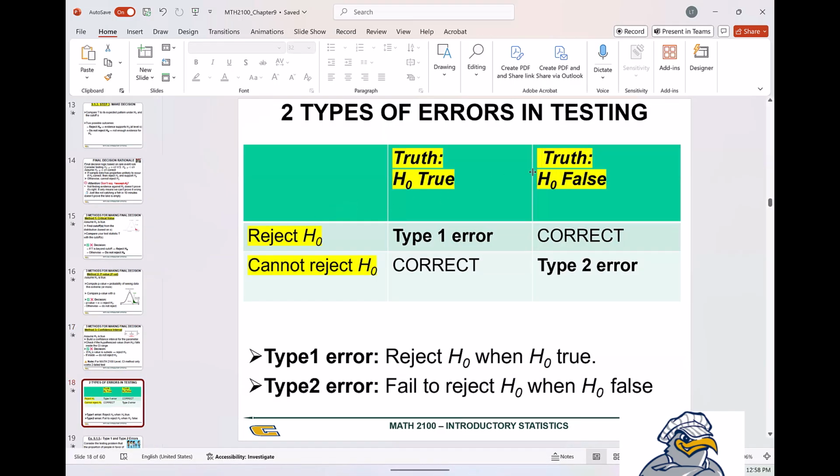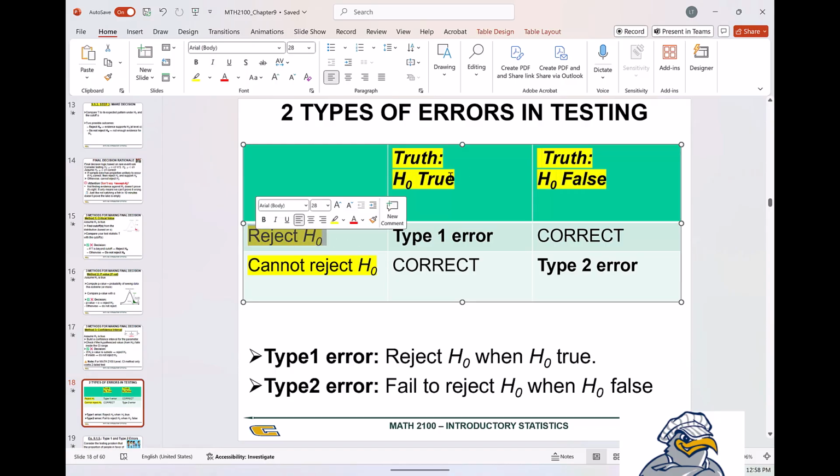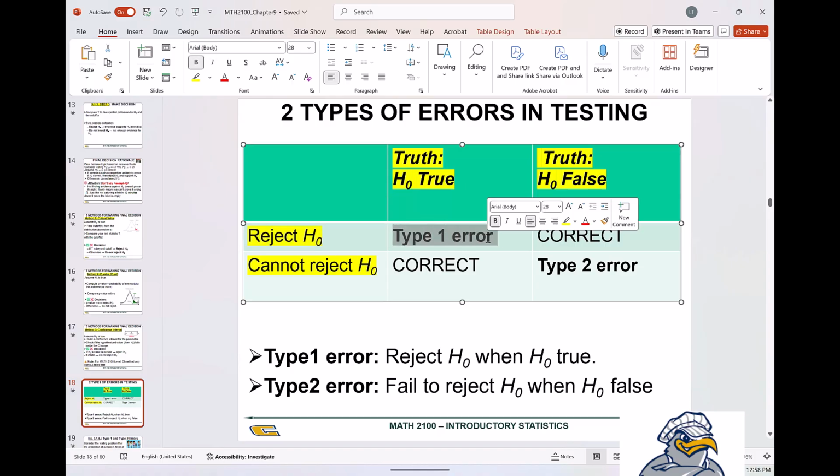Another important thing is that you should be aware you can make errors when you test, because the nature here is that you use a sample to make a conclusion about the whole population. So there must be error. The truth may be that H naught is true or false, and no one knows that. But based on the data, you make a decision to reject H naught or not reject H naught. In the case where you reject H naught but the truth is that H naught is true, we say we make a type 1 error: rejecting H naught when H naught is true.